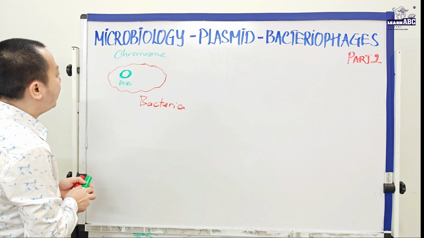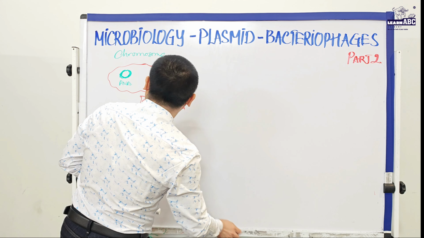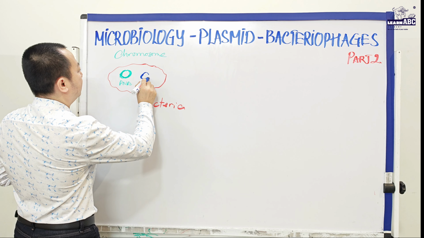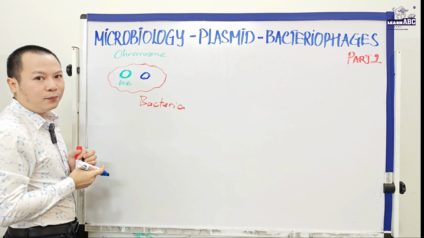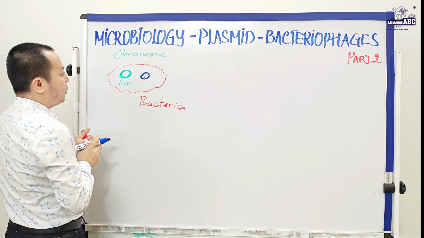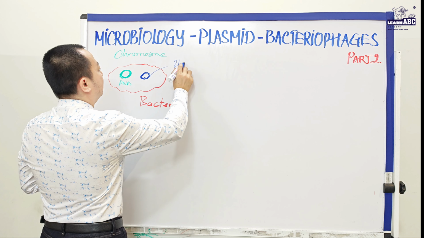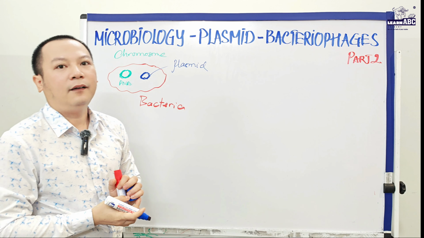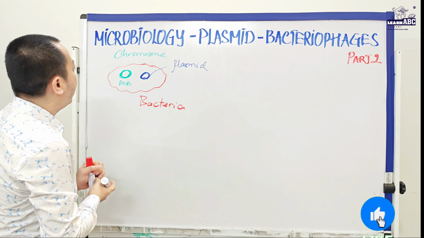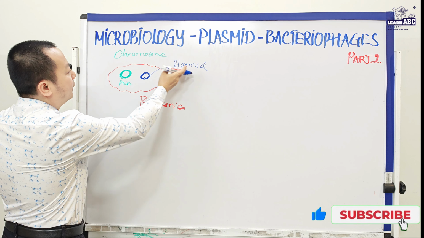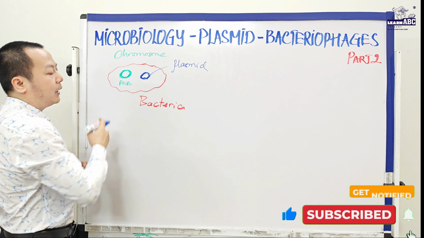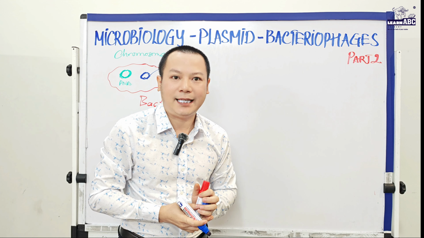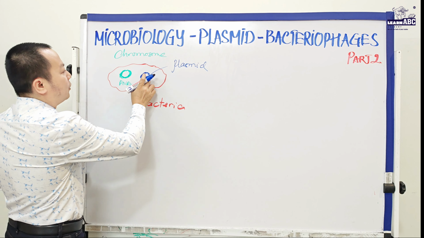But what is a plasmid? Inside this bacteria, we have one more chromosome like this. This is an extra chromosome, and this extra chromosome we call a plasmid. So a plasmid is the extra chromosome of the bacteria. When the plasmid is present in the bacteria, this bacteria now has the capacity to produce infectious disease.